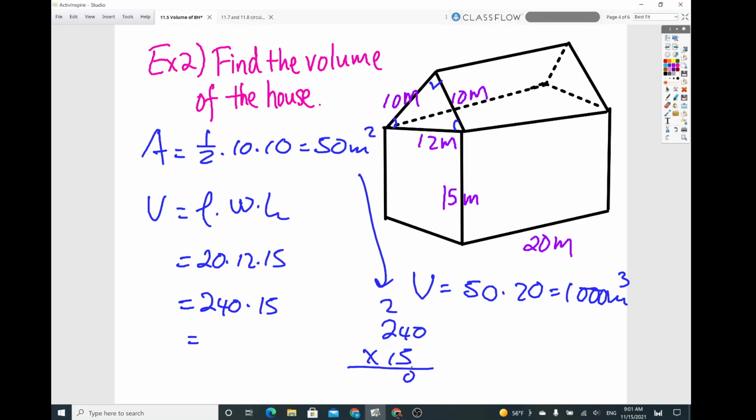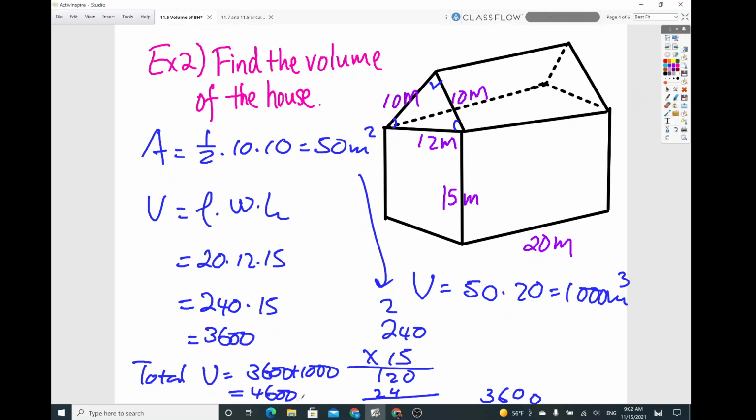So 4 times 5, 20. 2 times 5, 10, plus 2, 12. 1 times 4, 4. 1 times 2, 2. Combine them. So we got 0, 6, 3. And then bring down the 0 here. 3,600. Combine it with 1,000, so the total volume, that will give you 4,600 cubic meters.